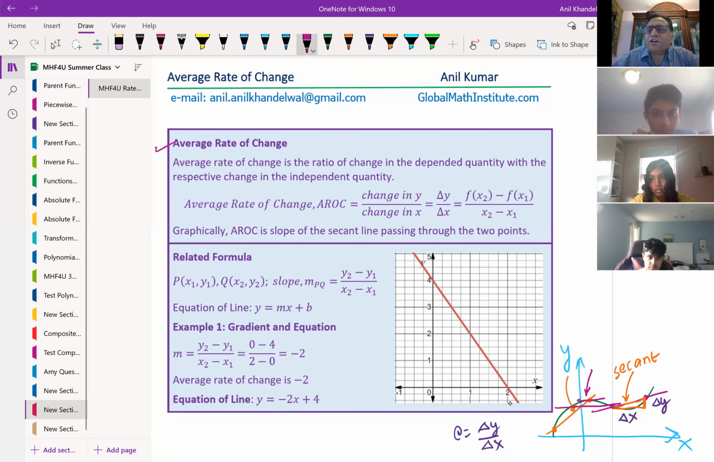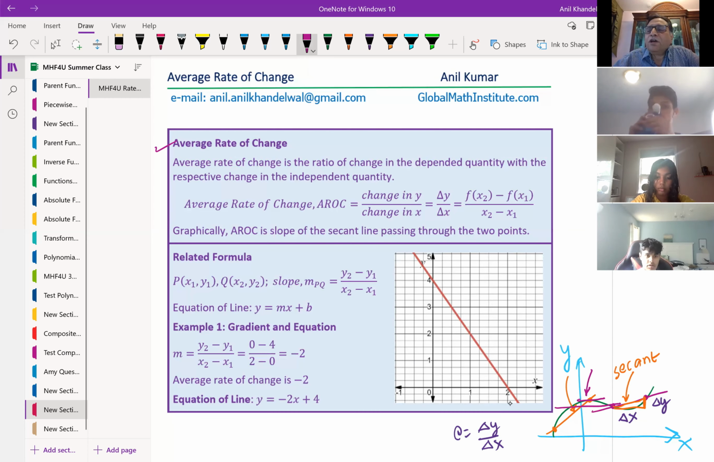Zero, because there is no change, right? The value of y is not changing at all. So any horizontal line will have zero rate of change. Perfect. On a distance time graph, that means that the body is not moving. The time is going, it's a standstill, correct?